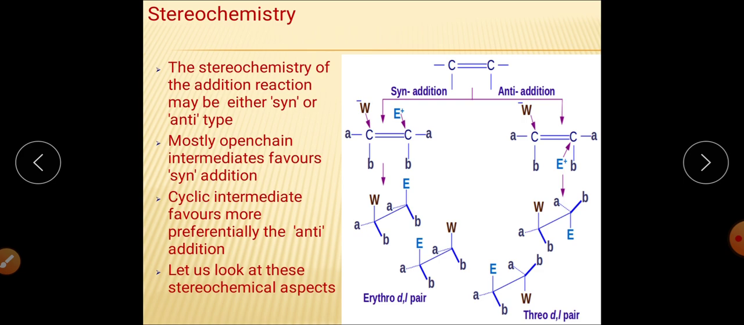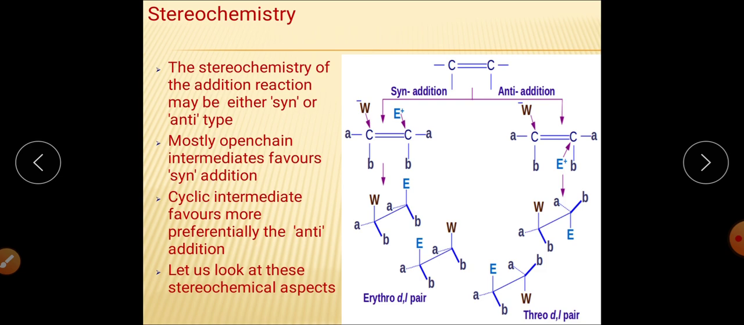Although the mechanism is electrophilic addition, we can have an open chain system and we can have a cyclic system. When the reaction proceeds through an open chain system, syn addition product will be preferred. I'm just saying it will be preferred. It does not mean that the anti product will not be synthesized at all. Syn product will be preferred at that time.